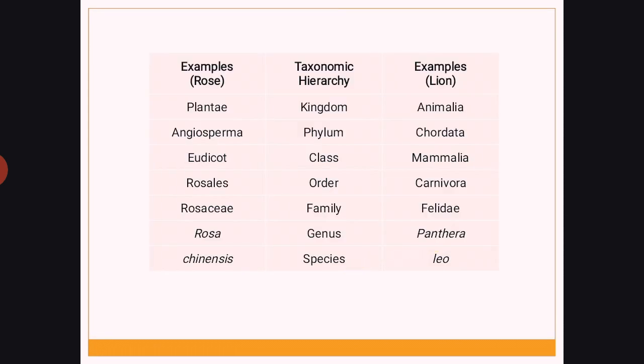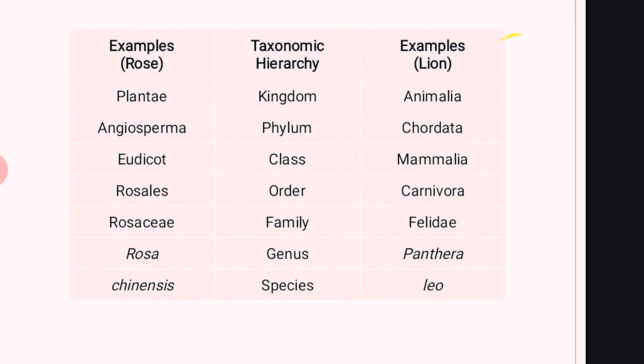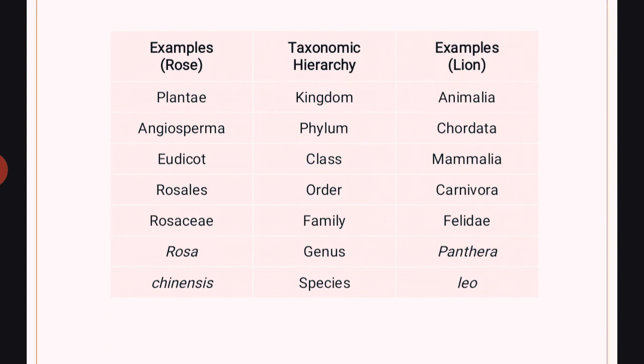Let's look for some examples. Here we consider two examples, one plant and another an animal. The plant I chose is commonly known as rose plant. So, just see its scientific classification. Its kingdom is Plantae, its phylum is Angiosperma, class is Eudicot, order is Rosales, family is Rosaceae, genus is Rosa, and species is chinensis. So, as the scientific name contains the genus and the specific name, its scientific name is Rosa chinensis.